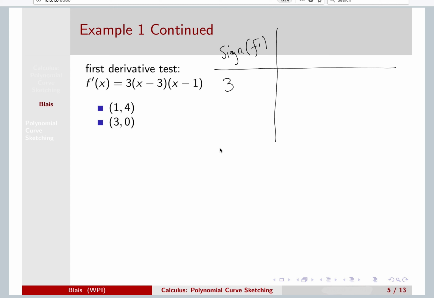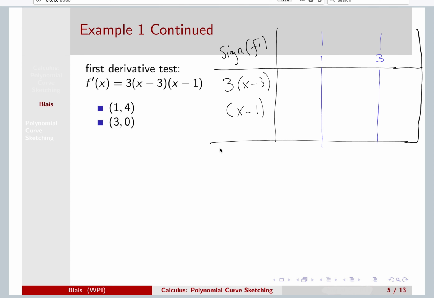And we write the factors. And then in the middle here, we put the values in increasing order. So we have 1 and 3. And we will then check on either side of these for the sign of these terms and obtain the sign of the first derivative. So we need a number below 1. How about 0? We plug in 0. We get 0 minus 3, or negative 3, times 3 is negative 9, which is negative. If we plug in 0 here, we get negative 1.